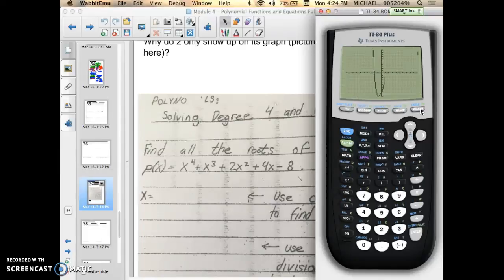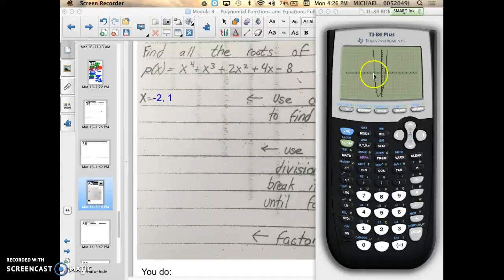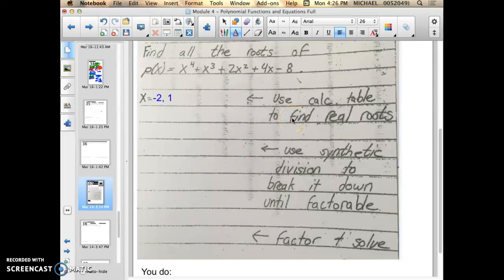Now it's going to graph the picture of this function, and if you notice, it hits on the x-axis twice. So that's going to give me 2 real solutions. Solutions exist at x equals -2 right here, and then x equals +1. So I can write those right here, x equals -2 and 1. So I am done with my first step. I have used my calculator to find the real roots. I saw where it crossed the x-axis and I wrote it down right here. So I'm done with the first step.